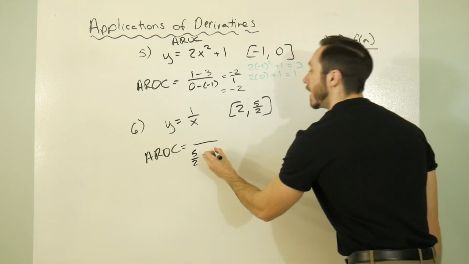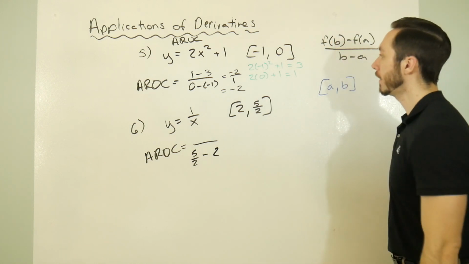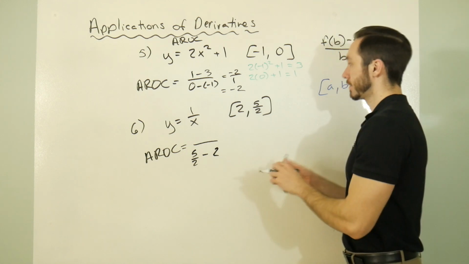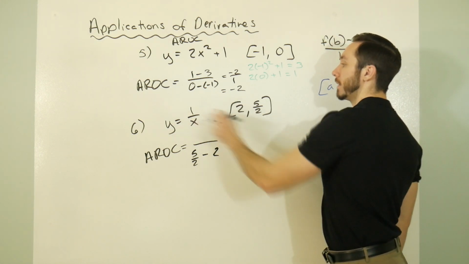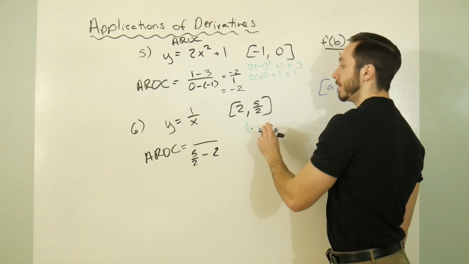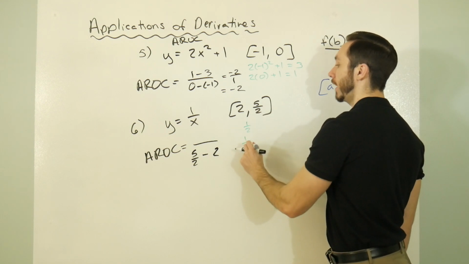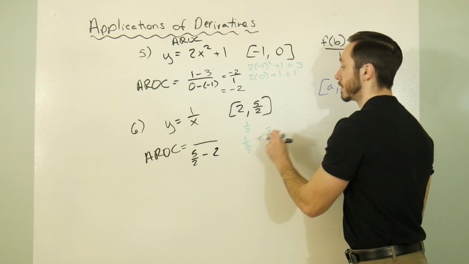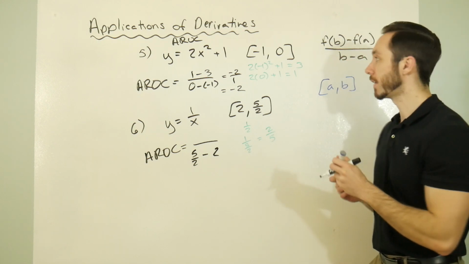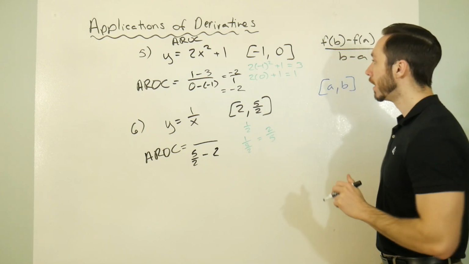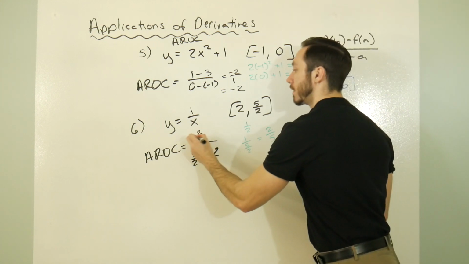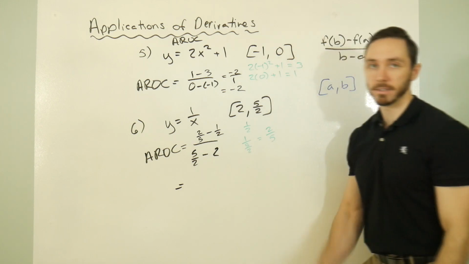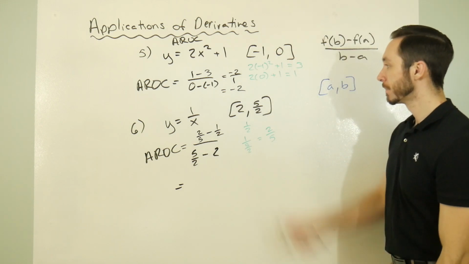So plugging in my A, I get 2. All right, so this is an easy expression to plug into. Plug the 2 in, that's just a half. And if I plug the 5/2 in, this is just saying the reciprocal of 5/2, which is 2/5. Flip that fraction. So we're going to have 2/5 minus a half. It's a complex fraction, looks a little scary, but nothing too bad.